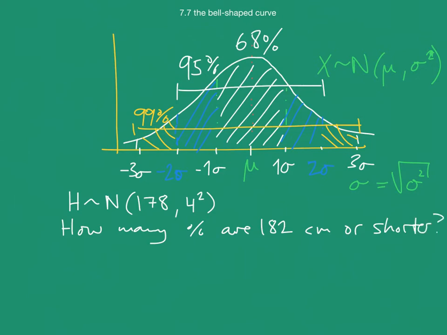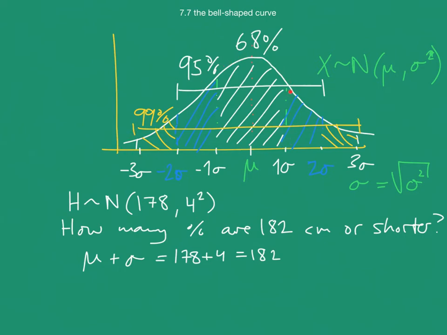And the way we can figure that out is, okay, well, we have the mean here, that's 178, plus the standard deviation. Well, we could write that as S, right? That's 178 plus 4, so that's 182. So we're asked how many percent are 1 standard deviation more than the mean or less. So we're really talking about this area here. How many percent is that?